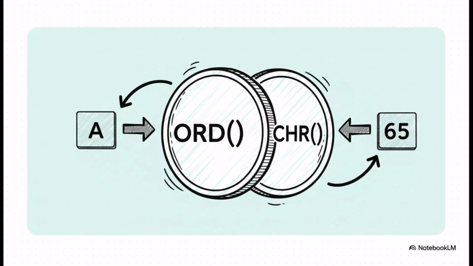But Python's not just for numbers. It has some really clever tools for text too. Think of ord and chr as a secret decoder ring. The ord function takes a letter and tells you its secret numeric code. And chr does the reverse. You give it the number, and it gives you back the letter. They're a perfectly matched pair.